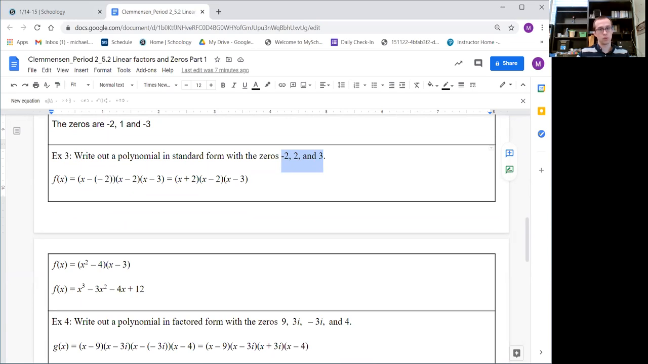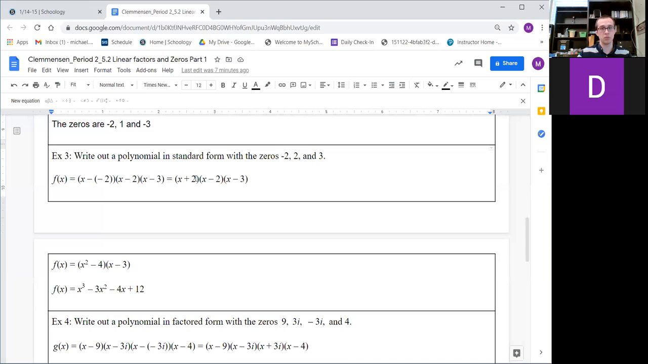Yeah. So again, don't try and overcomplicate it in your brain or anything. All we're doing is we're taking our numbers, our zeros, -2, 2, and 3, and I'm subtracting it from x inside of my parentheses. Right? So I go x plus 2 since I had a -2, x minus 2 since I had a +2, and x minus 3 since I had a +3. Just taking every number and then subtracting it away from x inside the parentheses. That's all that it really means to go from a 0 to a factored form.